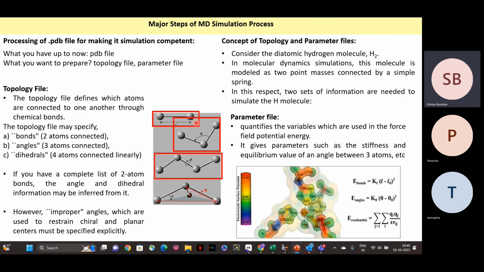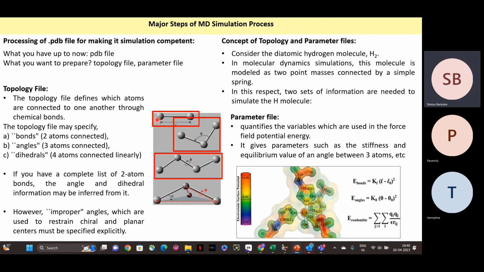So if there are two atoms connected by a bond, the topology file will specify that. It also specifies the angles, which are basically three atoms connected by two bonds. What is the angle between the two bonds? And it will specify the dihedrals. So if there are four atoms connected by three bonds, what is the dihedral angle, meaning the angle of rotation along the middle bond. But actually, all three of these don't need to be specified separately, because if we have a complete list of two atom bonds, then automatically from that, the angle and dihedral information can be obtained.